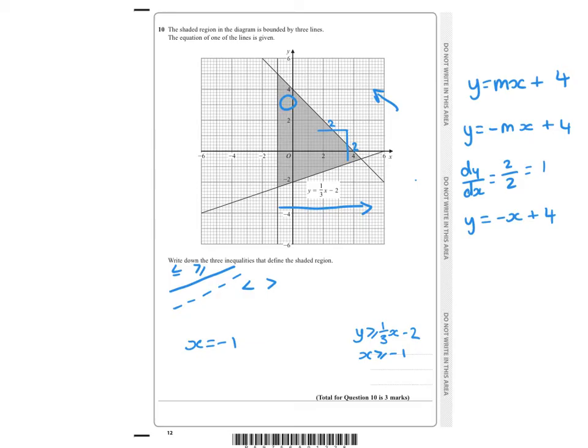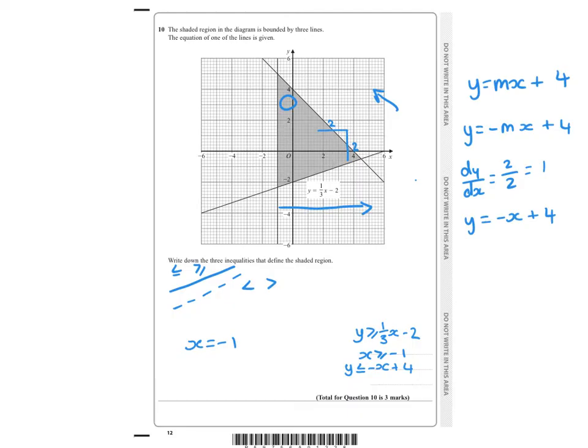Now, do you want above or below the line? Okay, so we're having a look here and we want below the line. So if we have a look, we want below this line here. So we're going to have y is less than or equal to minus x plus 4. Okay?